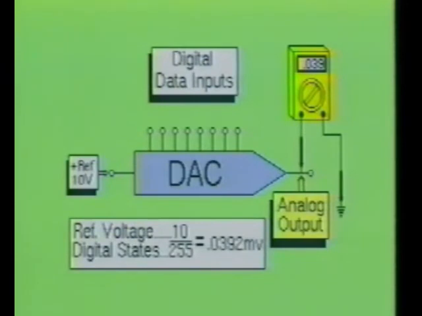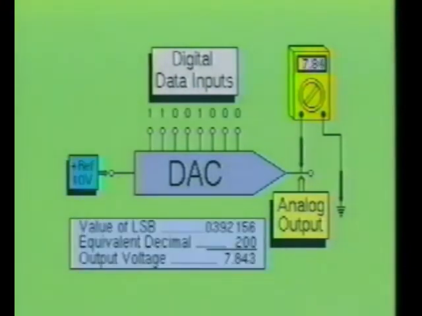When the reference voltage is 10 volts, the output should change at a rate of 39.215 millivolts for each 1-bit increment. For example, a binary input of 11001000 would cause the DAC device to produce an output of 7.843 volts. This was calculated by multiplying the decimal equivalent of the binary input times 0.039215 volts.